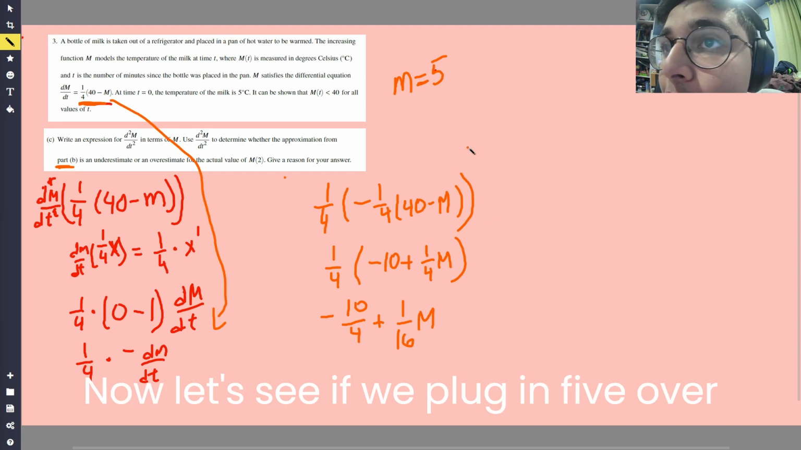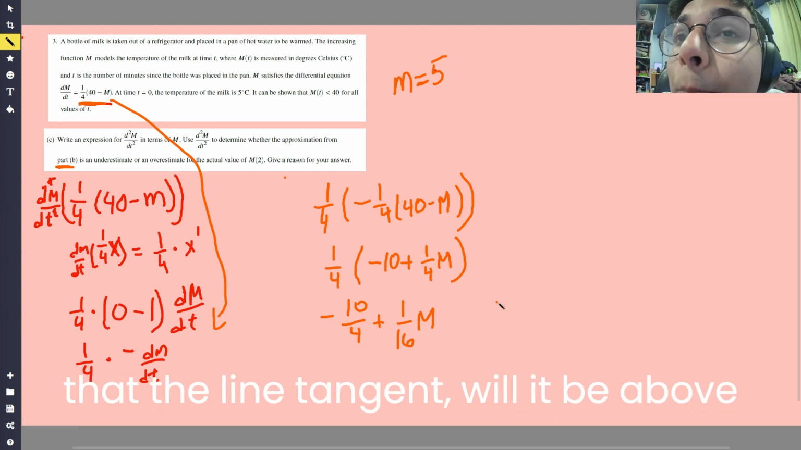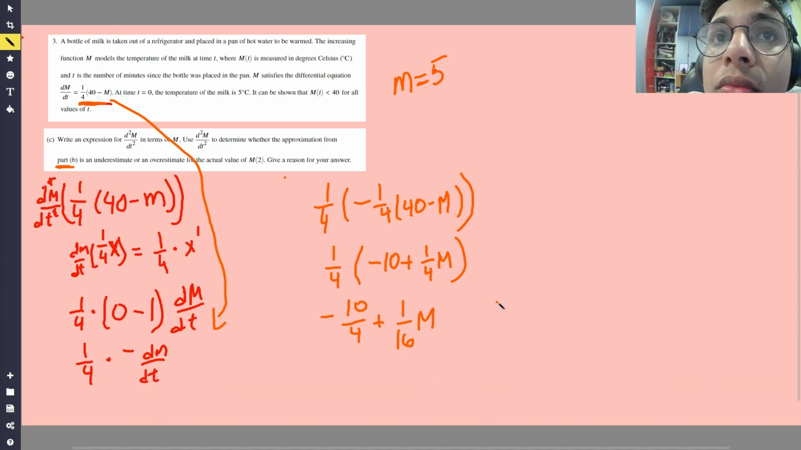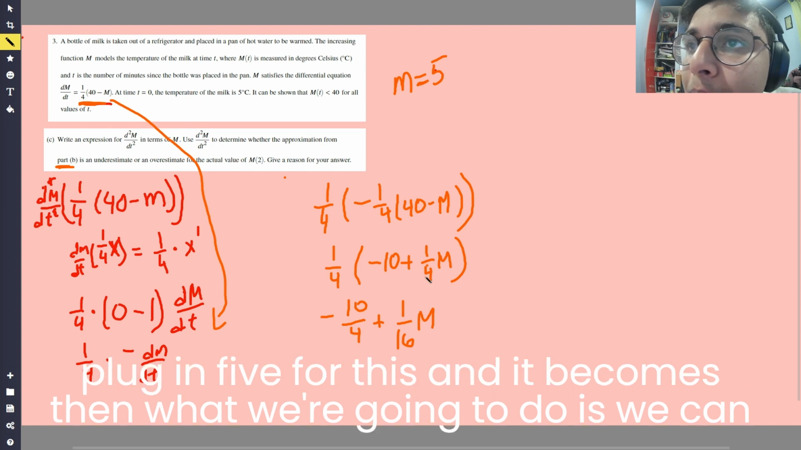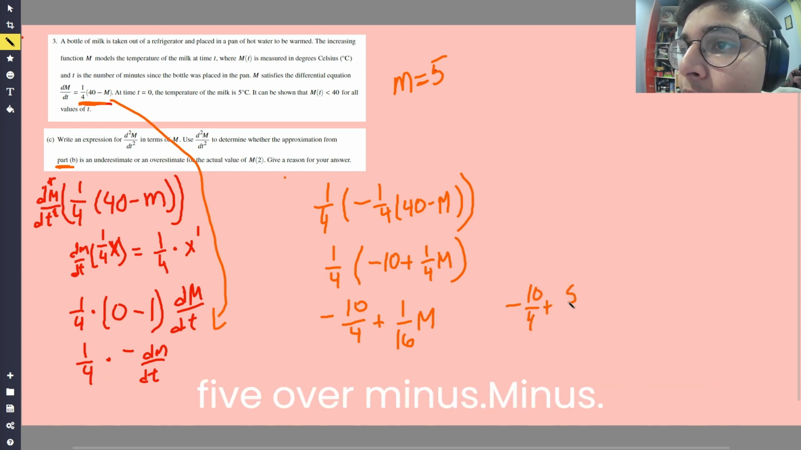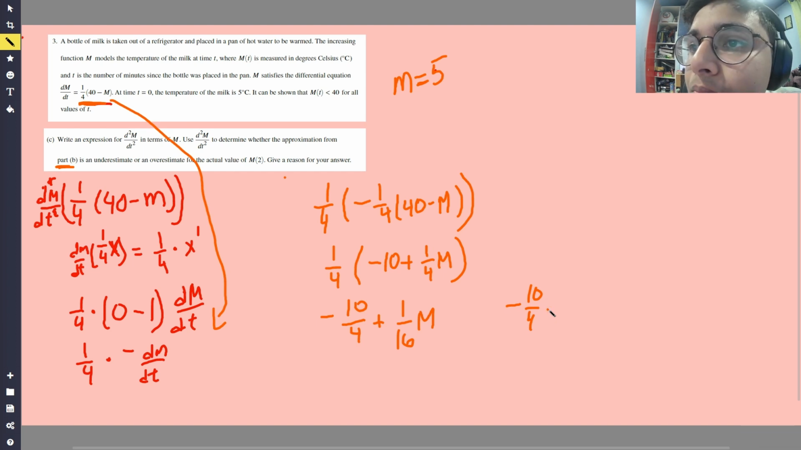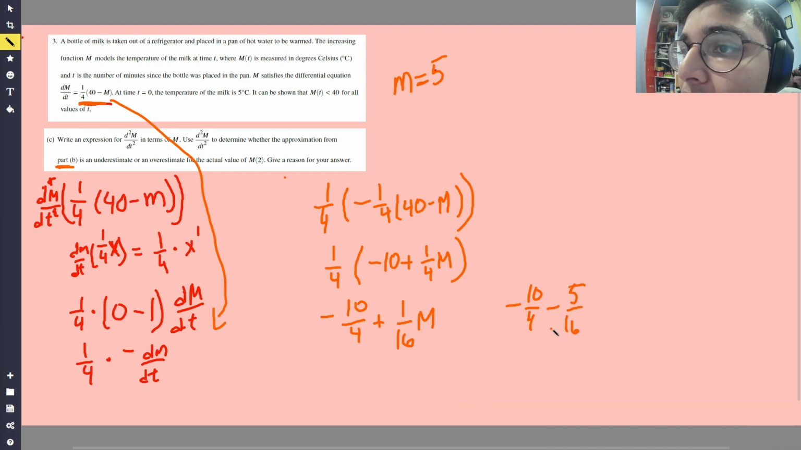Now, let's see, if we plug in 5 over here, what we're trying to figure out is whether at 5 it is concave up or concave down, so that the tangent line will be above all values of the function m, or below all values of the function m. So we can plug in 5 for this, and it becomes negative 10 over 4 plus 5 over, or minus, 5 over 16. And this is obviously a negative value.